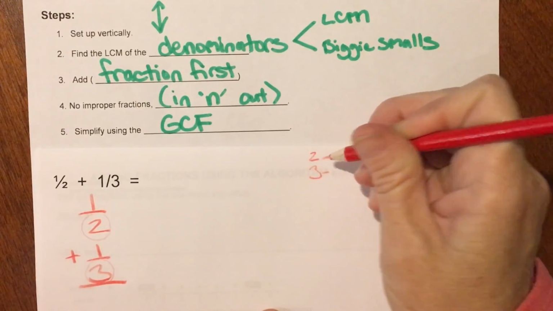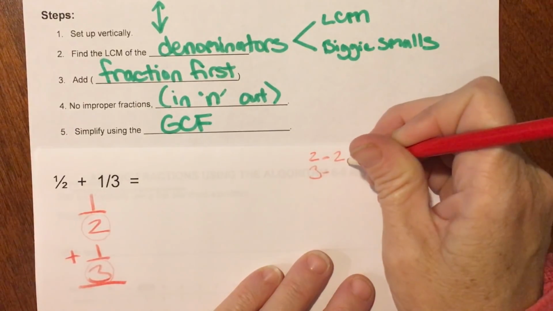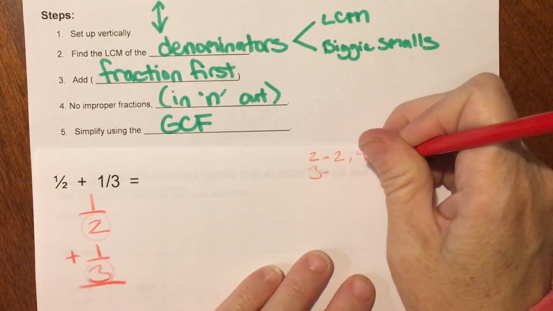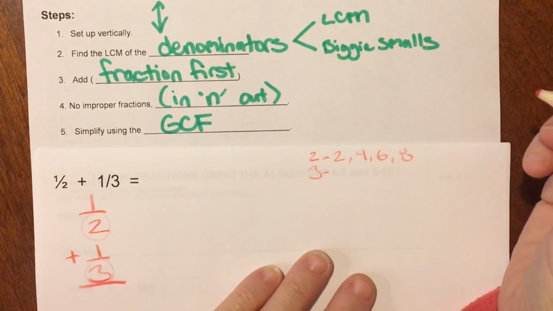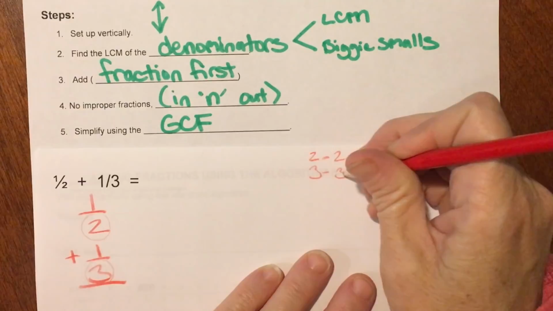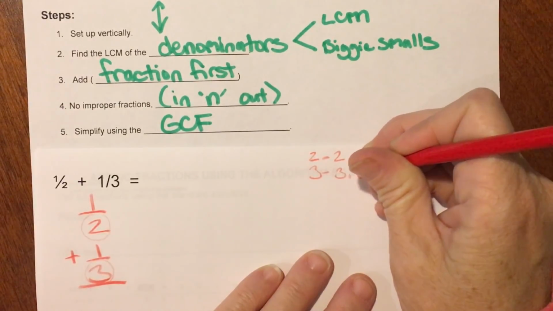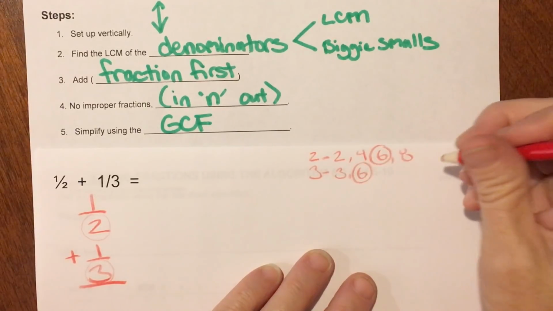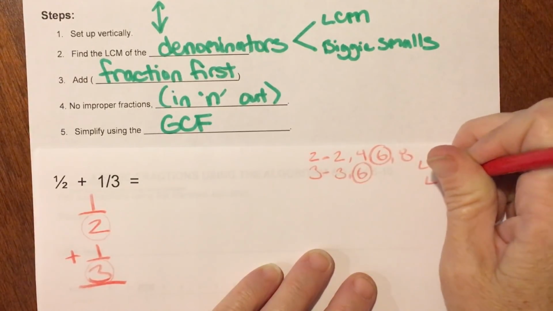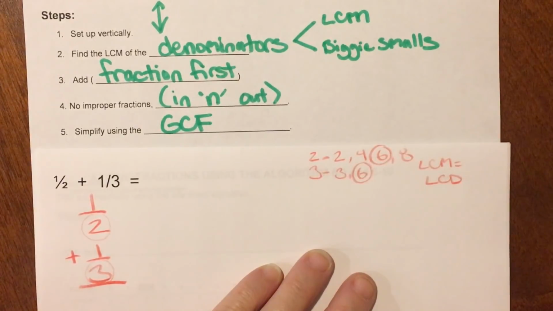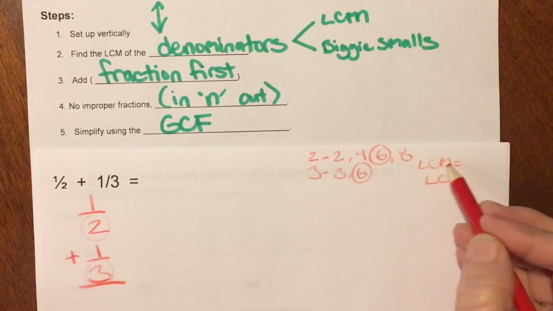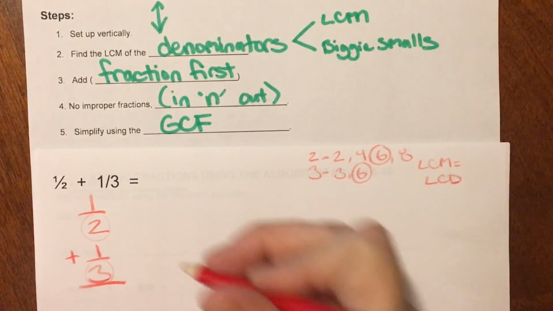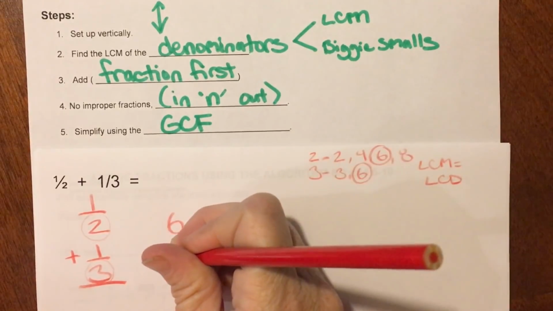I'm going to need to list my multiples. So 2 times 1 is 2. 2 times 2 is 4. 2 times 3 is 6. 2 times 4 is 8. You might already start to know what it's going to be. 3 times 1 is 3. 3 times 2 is 6. And I found my LCM, which is the same as my LCD: 6. Okay, so remember I said step 2 is going to be a lot of work. I know my least common multiple, which is going to be my least common denominator. That's what needs to be my denominator.